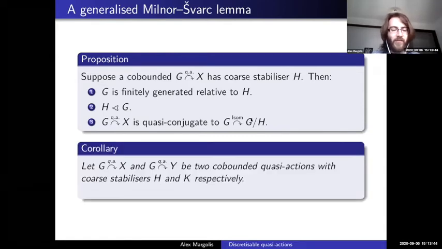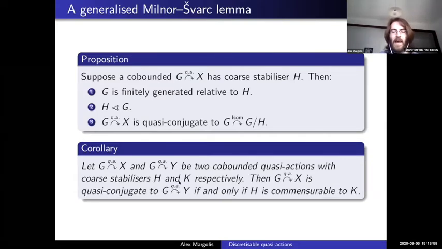And my corollary of this is that if we have two quasi-actions of G on X and G on Y, which are co-bounded, and they have coarse stabilizers H and K, then the two quasi-actions are quasi-conjugate if and only if the subgroups are commensurable. So this converts this geometric question, finding some quasi-isometry between X and Y, into something very concrete, algebraic, just deciding whether these subgroups H and K are commensurable. So it's really just converting this geometric stuff into some algebraic language, which makes our life easier.